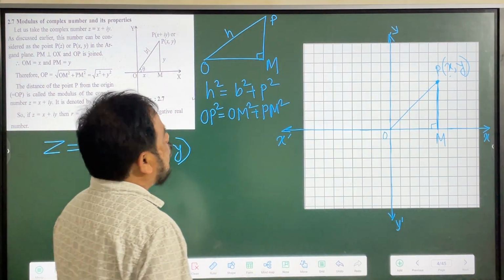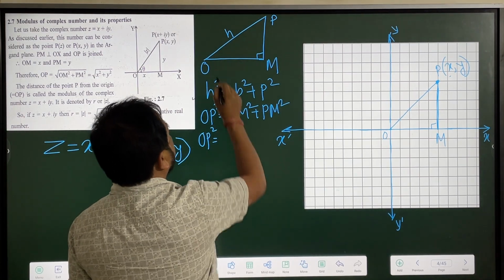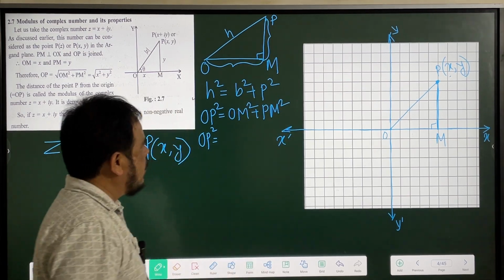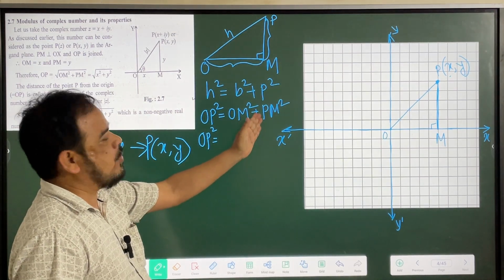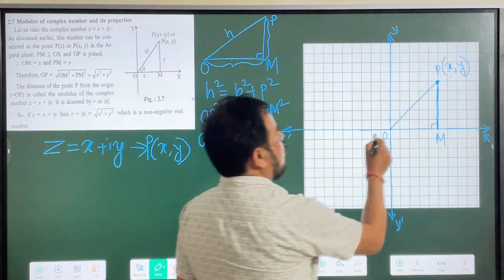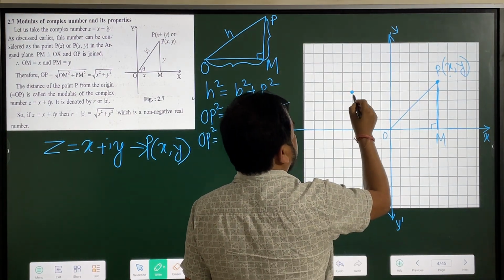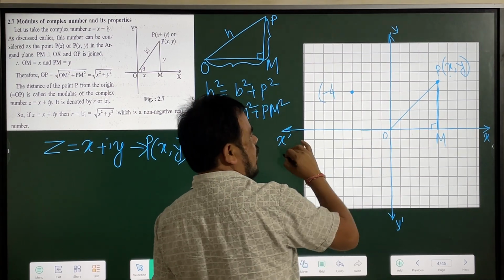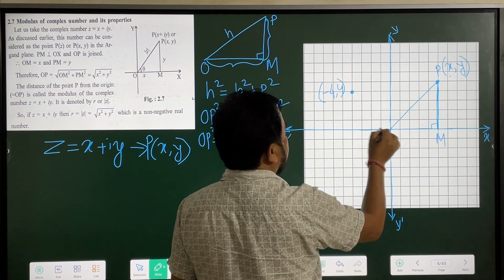Now look here, OP square equals OM square plus PM square. How much is OM now? How much is PM? That is our question now, because we have to write something here. Every time we cannot write OM square plus PM square. In place of OM we have to write something. So what will we write? From here to here, how much is the count? If this is the point, how can we count? 1, 2, 3, 4. So that means here to here is 4.